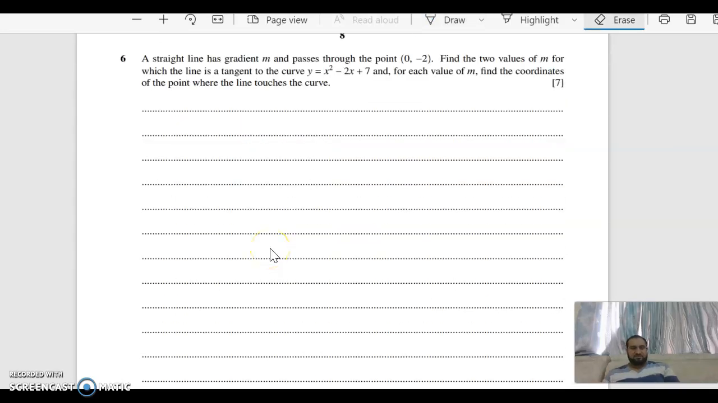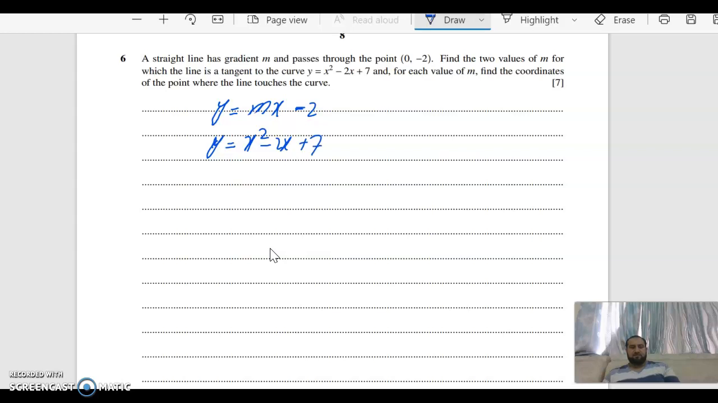In this question it says a straight line has gradient m and passes through the point (0, minus 2). That means the equation is y is equal to mx minus 2, because this is the y-intercept and m is the gradient. Find the two values of m for which the line is tangent to the curve y is equal to x squared minus 2x plus 7.